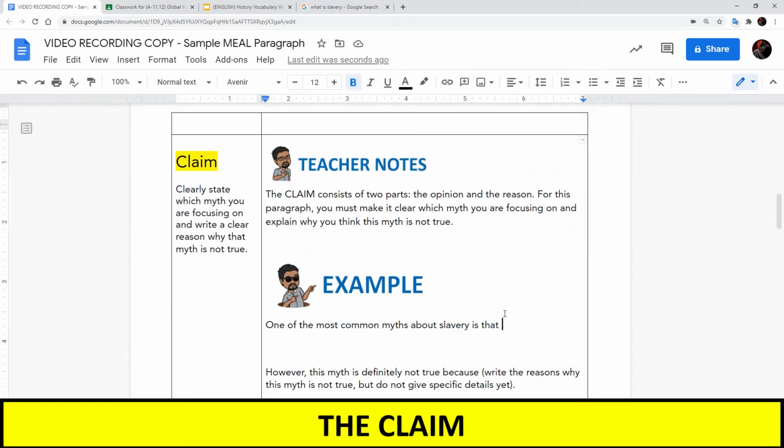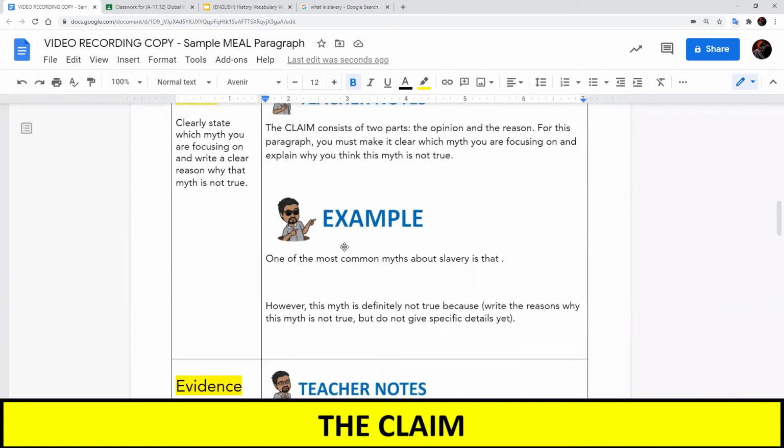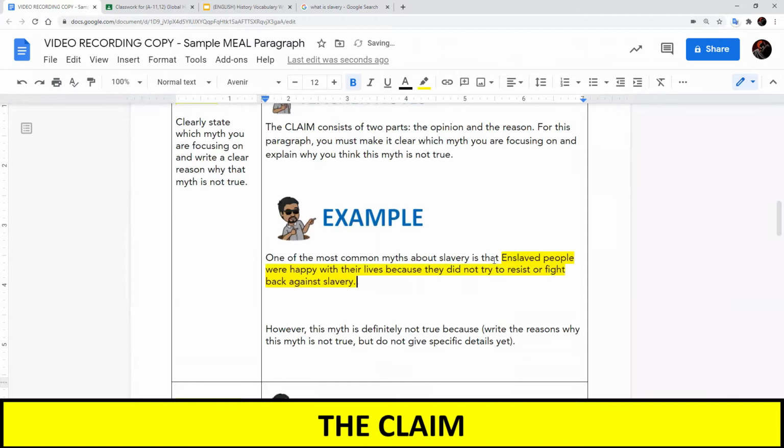So you can just scroll up to this part right here, where it says the myth that you have chosen, and you're going to copy it. I'm doing Control C right now, and now you're going to paste it right there. One of the most common myths about slavery is that, and Control V. There you go. Now, obviously, this looks a little bit off because of the color and some of the grammar, so you should fix it. I'll take off the highlight right now. It should only have one period, and this E should not be capitalized.